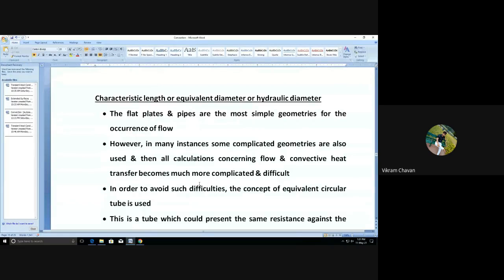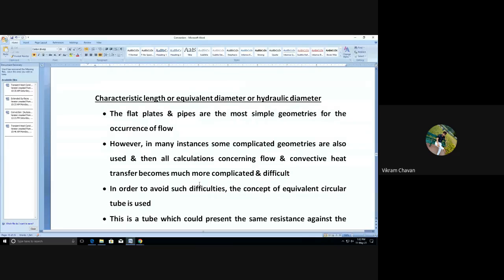We are trying to convert it into a single pipe, or in the form of a cylindrical geometry, and we are applying the environmental condition or the flow condition over that particular pipe. That pipe will provide the same resistance for the heat transfer as that of the actual geometry. The diameter of that pipe will be considered as a hydraulic diameter or equivalent diameter or the characteristic length.